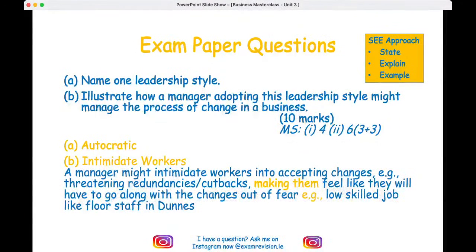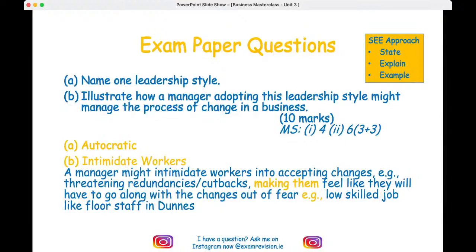So you can see here, state. This is my state here: intimidating workers. Then I'm explaining and giving an example. A manager might intimidate workers into accepting change. Example: threatening redundancies, making them feel that they will have to go along with the changes out of fear. Example: low skill job, floor staff in Pennies or Dunnes. Now, that's only 4 sentences there, and I've got the marks. I just want to show you how easy it can be to get the marks.